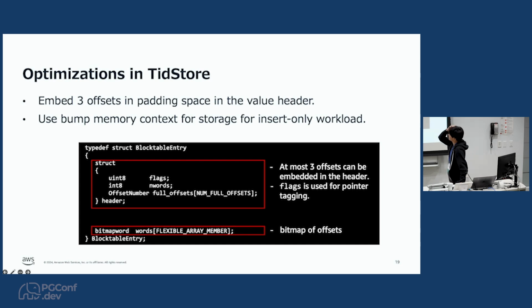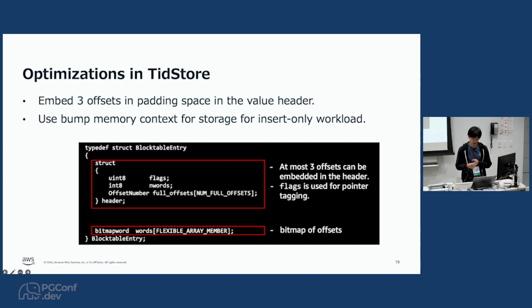The BlocktableEntry struct is actually the header of the value. In this struct, we have the bitmap, the words array, which is a fixed length one, and nwords is the number of words the words array has. The flags field is reserved for pointer tagging. Between the nwords field and the words field, there are 6 bytes of padding space on a 64-bit operating system. That means we can store up to 3 offsets there, because an offset number is 2 bytes. This is the one optimization we implemented there.